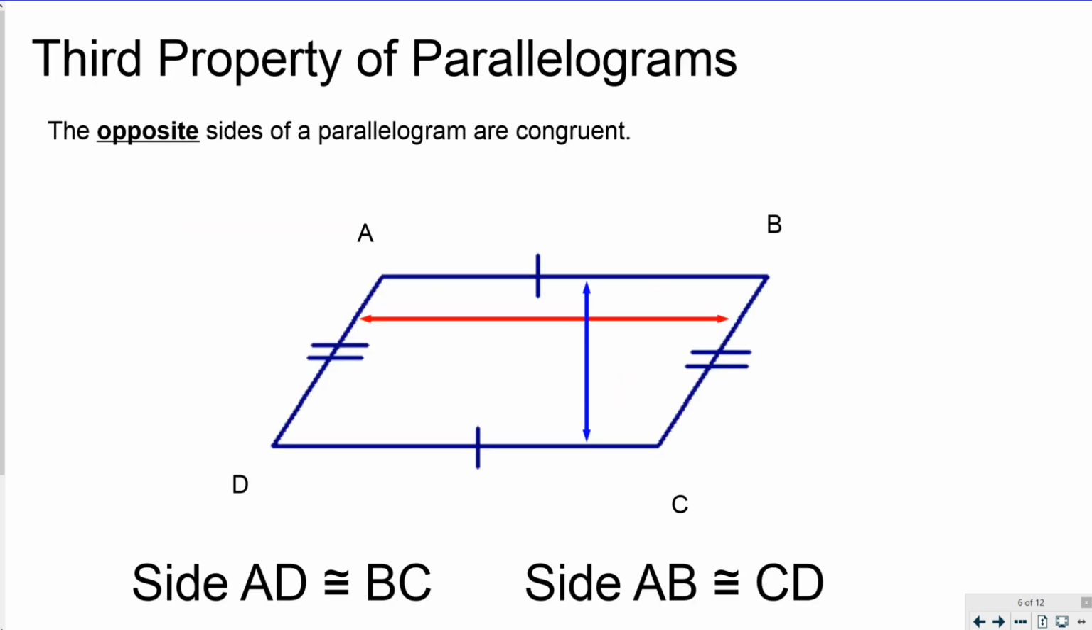The third property of parallelograms states that the opposite sides of a parallelogram are congruent, so the ones that are directly across from one another. So in this diagram, side AB is congruent to side BC, and side AB is congruent to side CD as well.